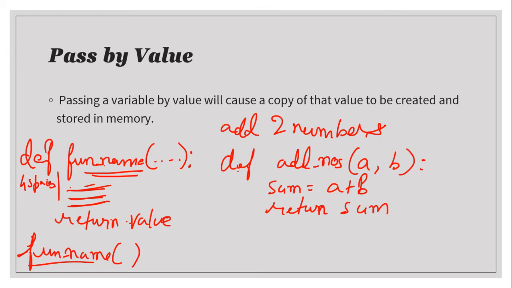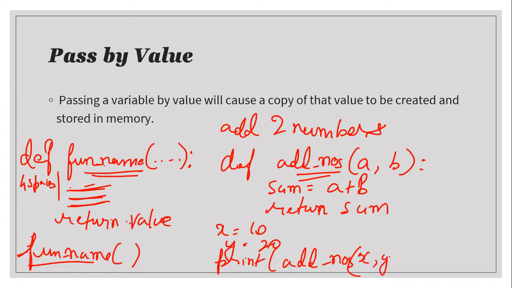So now I want to call add numbers. Suppose I have x is equal to 10, y is equal to 20, and I want to print the sum of x and y. So I will call this function add numbers, and I will pass the values x, y, and it will print 10 plus 20, so 30. Okay, so you can see I have passed the value.